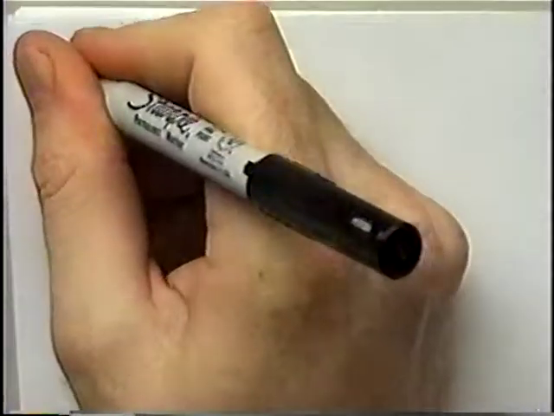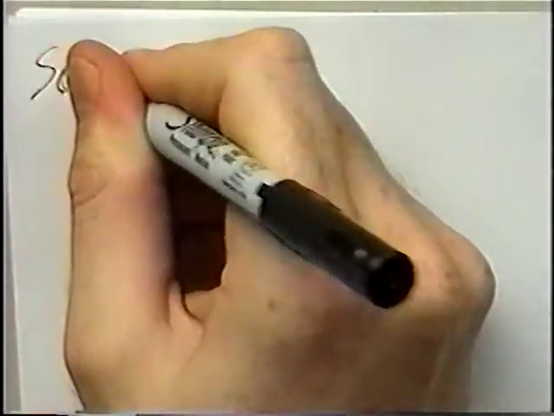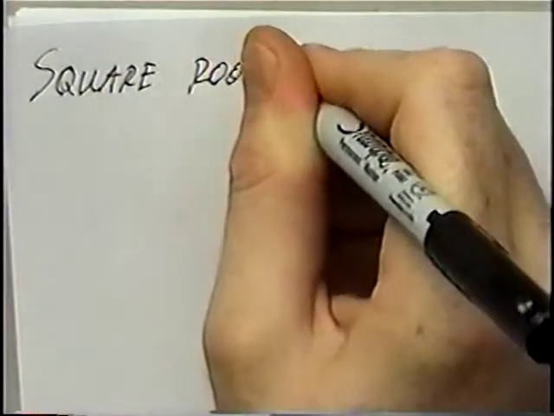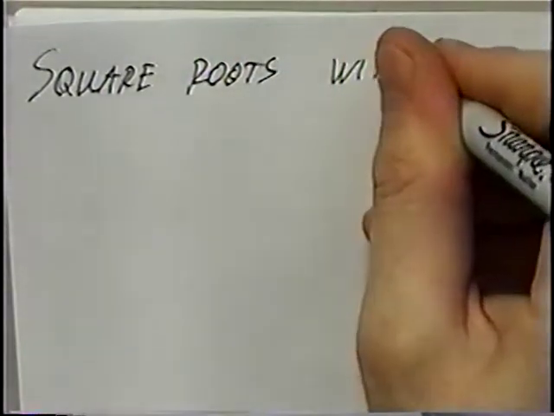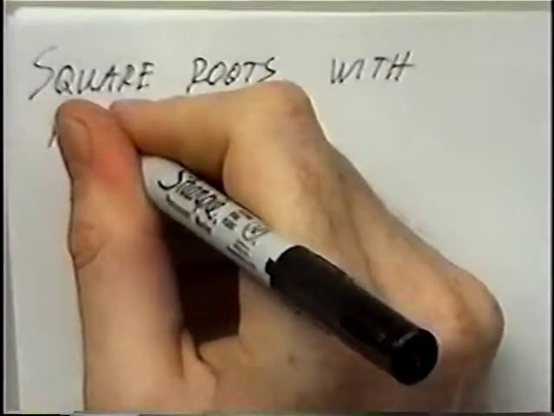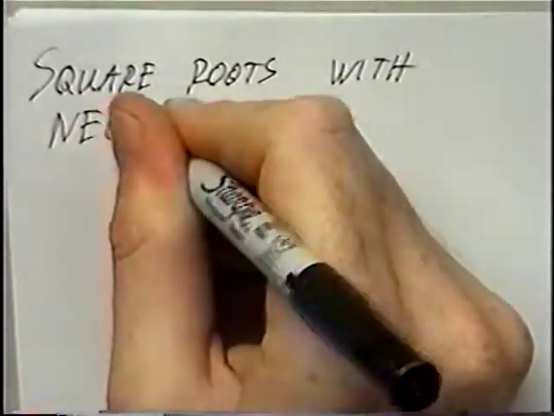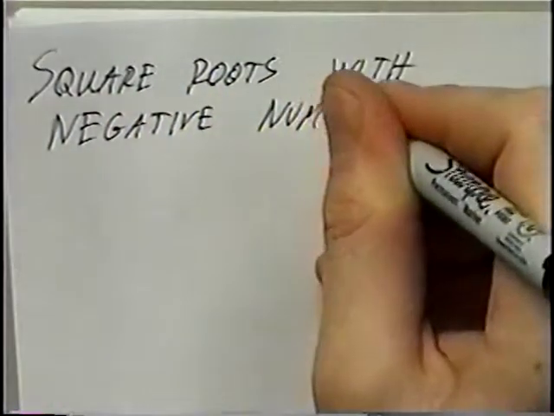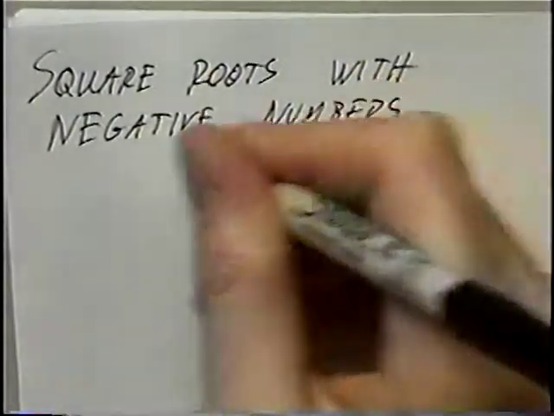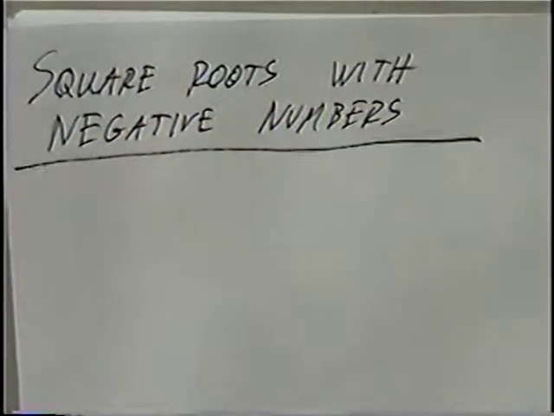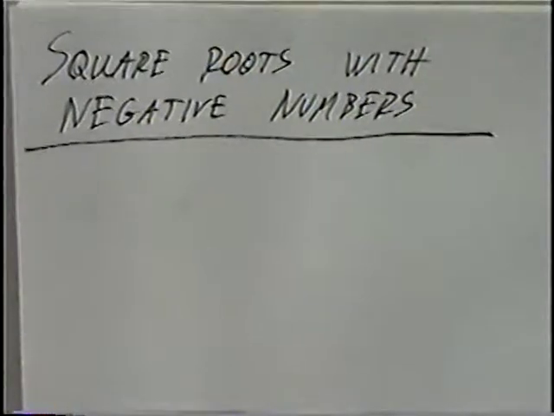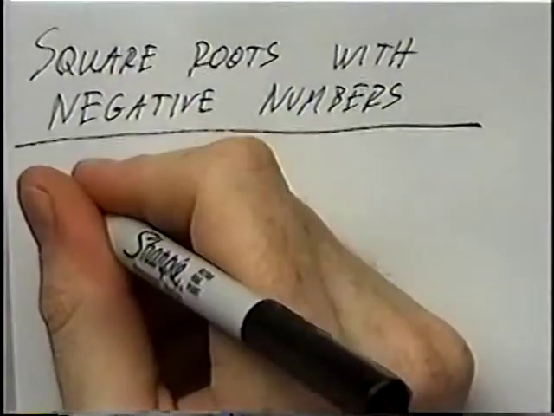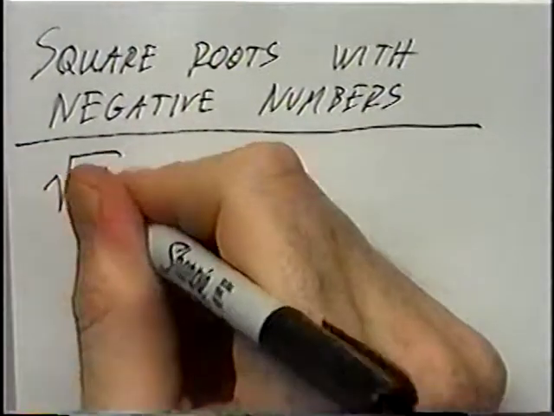Title of the next section is Square Roots with negative numbers. In this section, we'll take square roots or radicals, but the number will be negative. First question is the square root of negative 1.